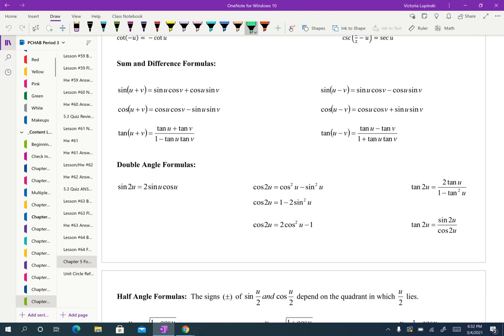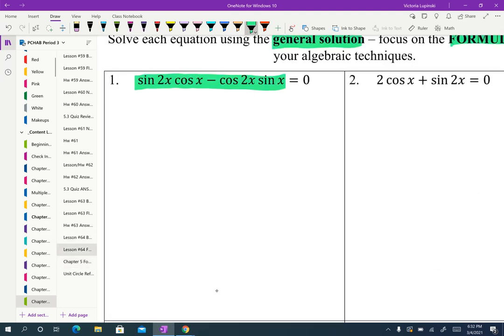So if you're looking for a sine cos minus a cosine sine, that's right here, the sine of u minus v. So the sine of u minus v, in this case, u is 2x and v is just x. So this is going to become the sine of 2x minus x equals 0. 2x minus x is just 1x equals 0, and that's a very nice simple equation.